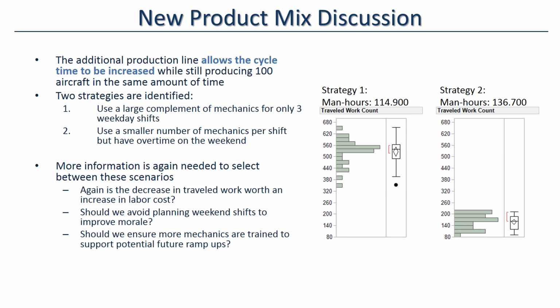Okay, for this new product mix, the additional production line allows us to increase our cycle time while still producing the same number of aircraft. And we've identified 2 strategies: using the large complement of mechanics for only 3 weekday shifts, and, similar to the baseline scenarios, a smaller number of mechanics per shift but with overtime. Again, we need more information about the trade-offs between additional workers and traveled work costs, and whether we should avoid planning weekend shifts or try to hire new mechanics to prepare for future ramp-up.